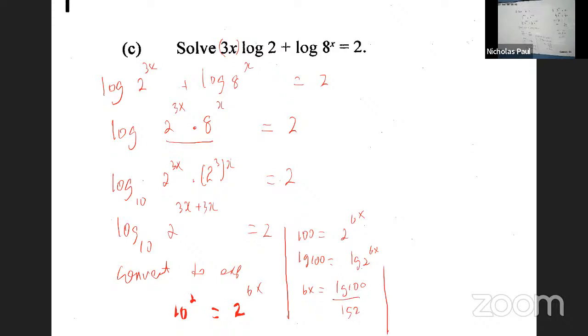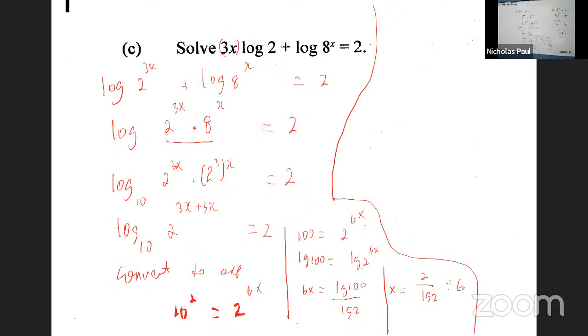And last part, x is equal to log 100, which is 2, right? So that's 2 over log 2 divided by 6. That's one technique. To me, that's the harder version, right? Watch this here. What's the next technique here?